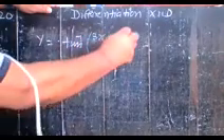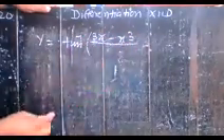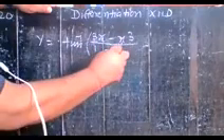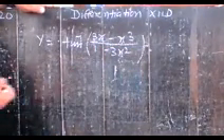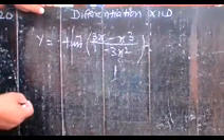Differentiate y is equal to tan inverse of (3x minus x cube) whole divided by (1 minus 3x square). You have to differentiate the function.